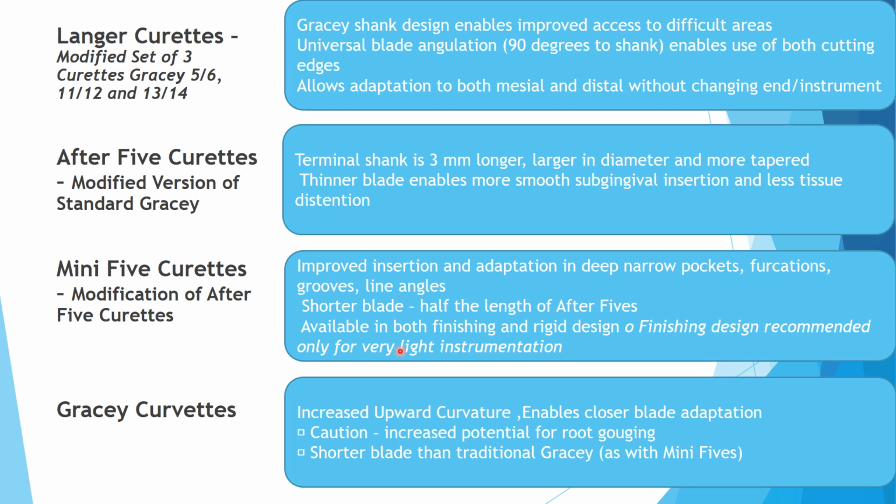Okay, there is also another modification, the Gracie curvettes. There is an increased upward curvature, and this enables closer blade adaptation. So there will be an increased potential for root gouging, which we have to take care of. It has a shorter blade than the traditional Gracie, like the Mini Five. So that is the advantage of the Gracie curvette.